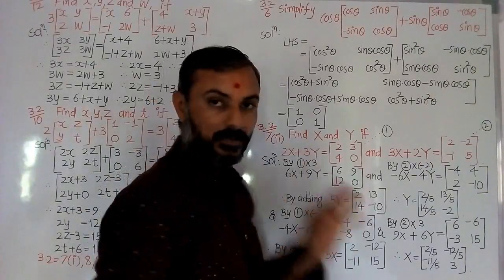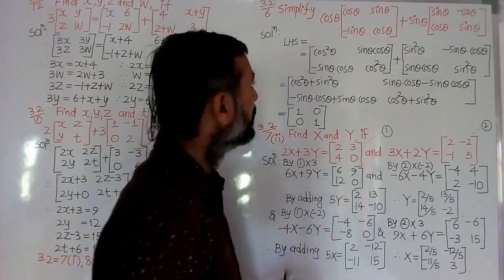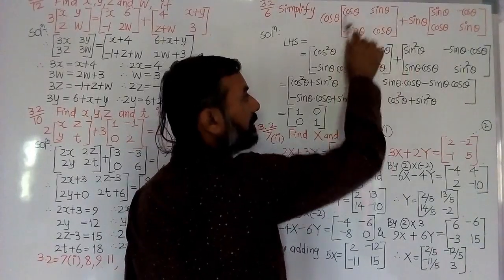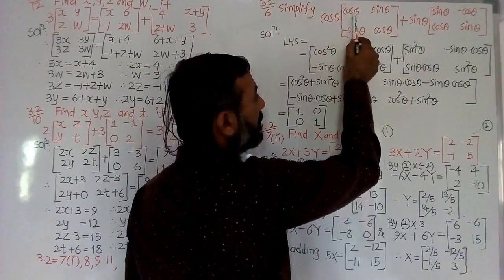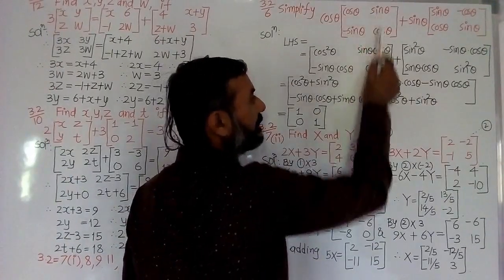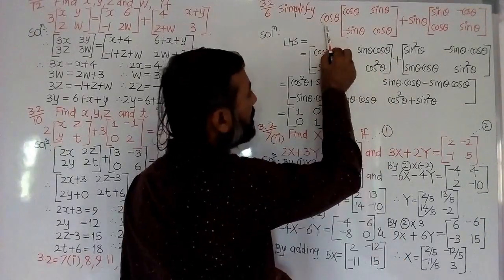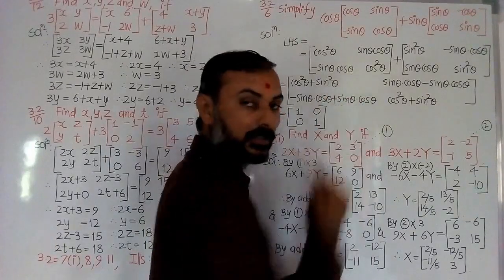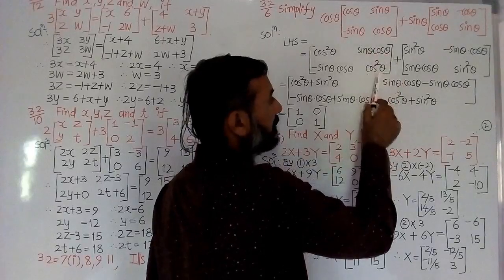See, first we have to multiply the scalar with the matrix, and we know we have to multiply this scalar with all elements of the matrix. So cos theta into cos theta is cos square theta, cos theta into sin theta is sin theta cos theta, cos theta into minus sin theta is minus sin theta cos theta, and cos theta into cos theta is cos square theta.